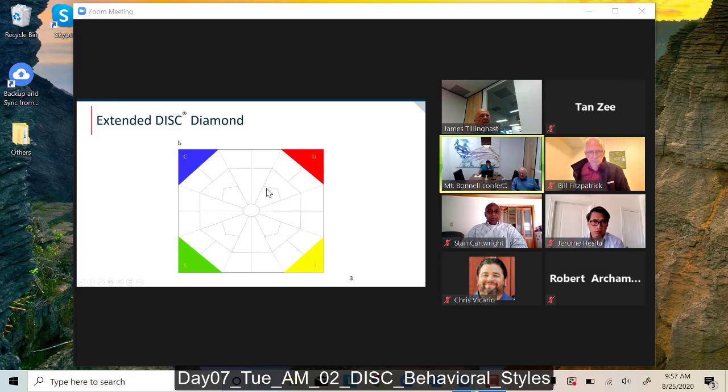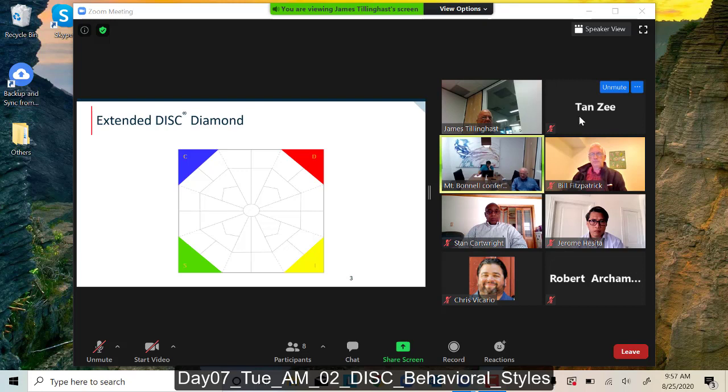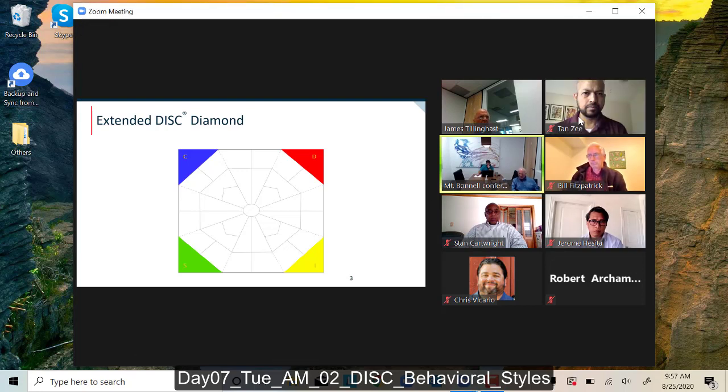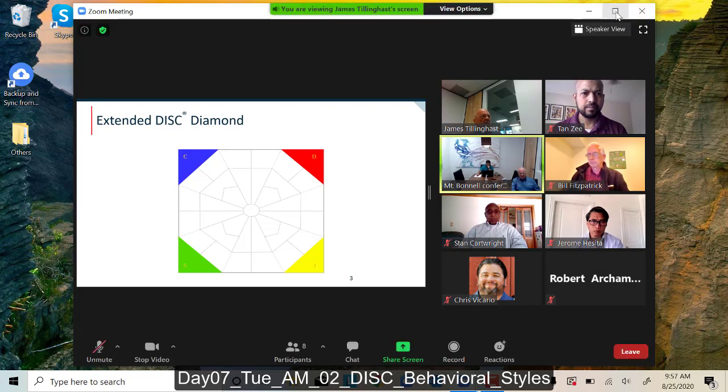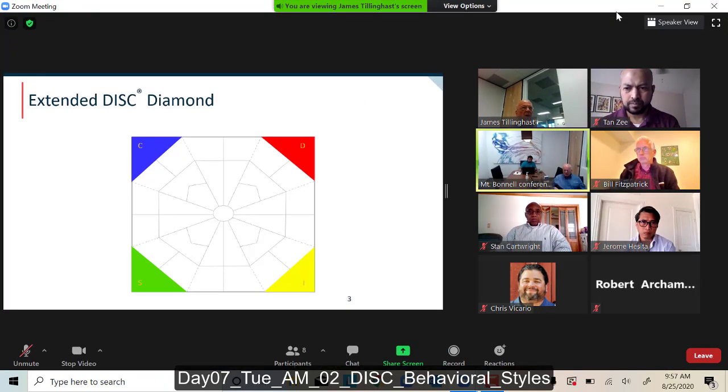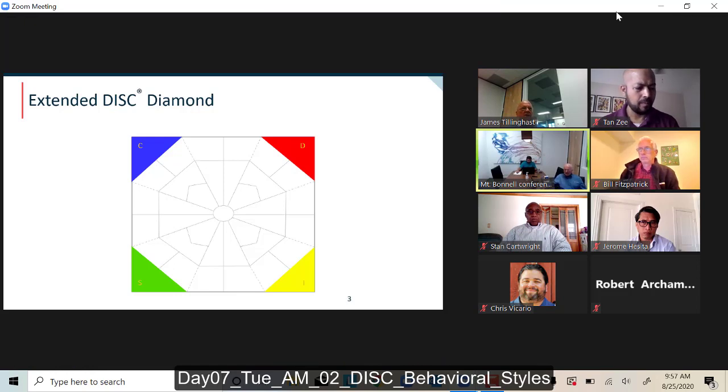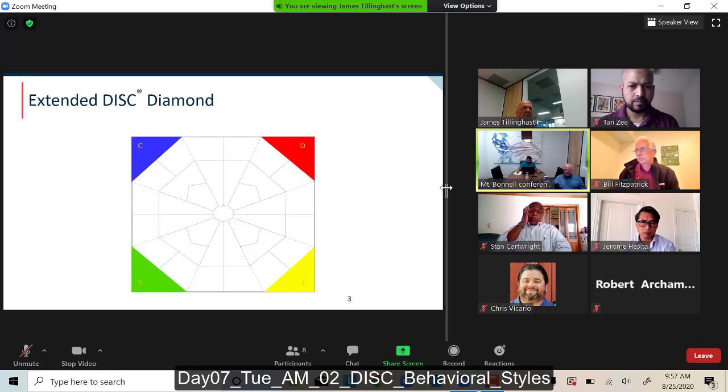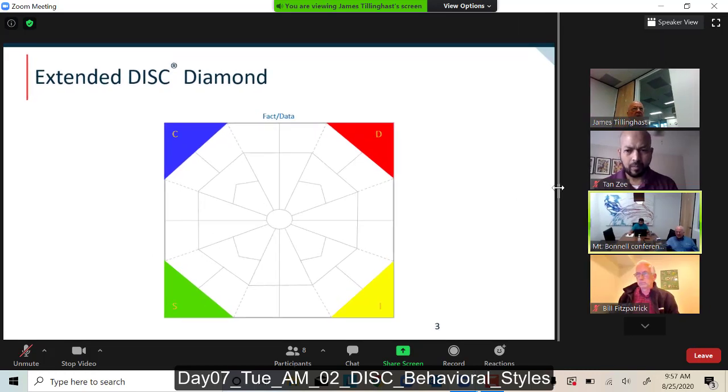This diamond is, very simply, you'll see that there are 4 quadrants here, starting in the upper right-hand corner with D, going clockwise around to I in the lower right, over to S, the green on the left, and then finishing up with C in the upper left corner. The quadrants are really very simple intersections of the two axes, the X and Y axis.